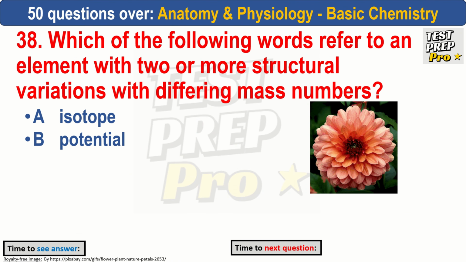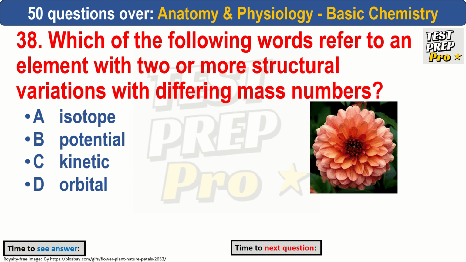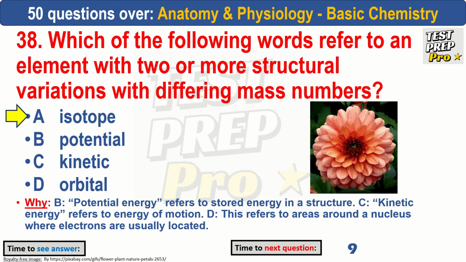Which of the following words refer to an element with two or more structural variations with differing mass numbers? Is it isotope, potential, kinetic, or orbital? The answer is isotope. So that refers, again, to an element with two or more structural variations, but the mass numbers differ.